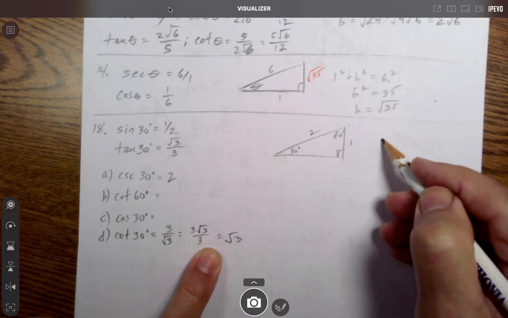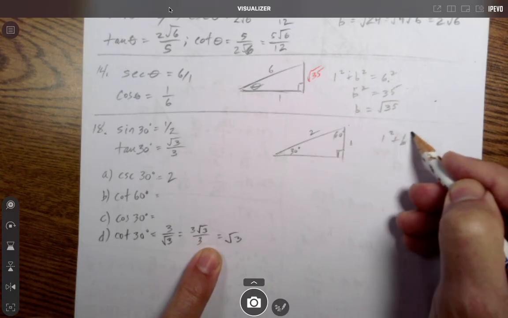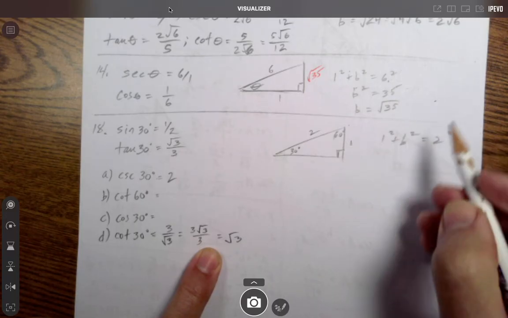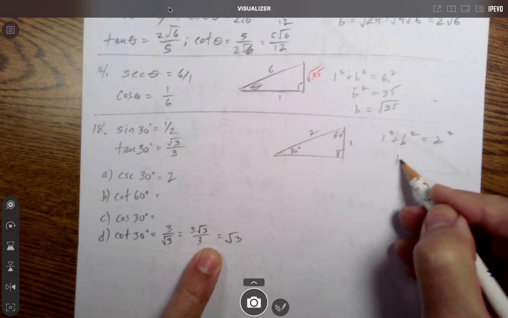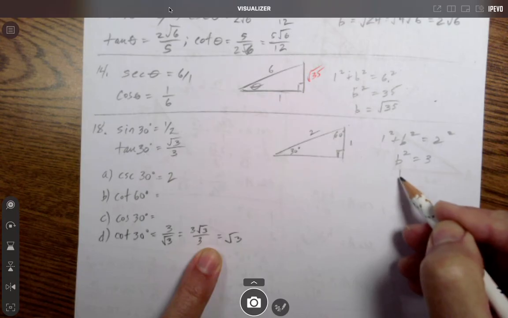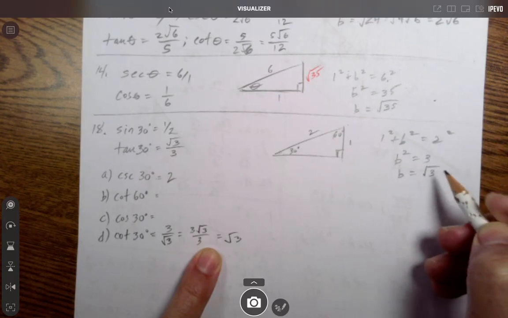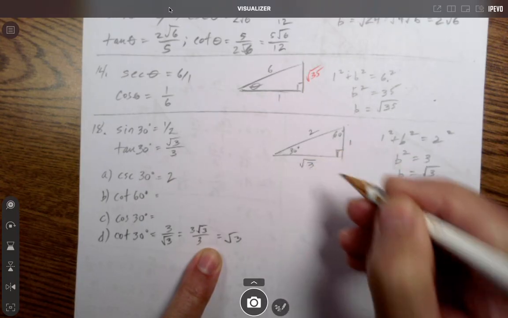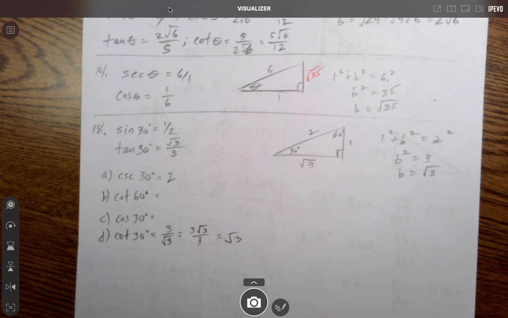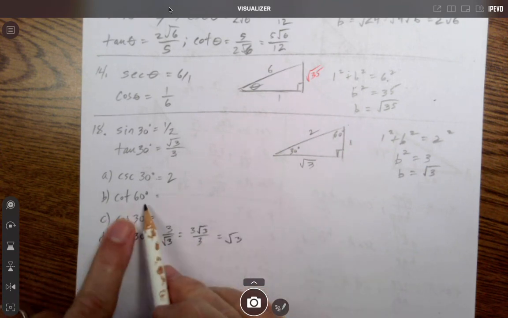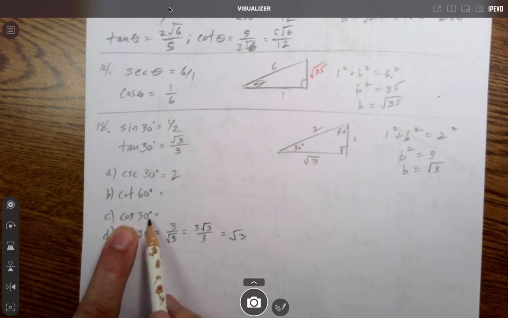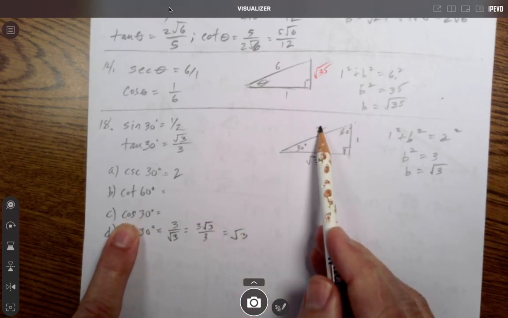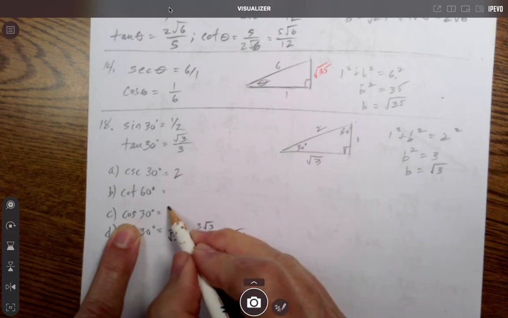So I got 1 squared plus b squared is 2 squared. So that's 4, and that's 1. Subtract, you get 3, so b squared is 3. B is the square root of 3. So this is square root of 3. All right, now we have everything, and we can easily find this one. So the cosine of 30 is that over that, right? Square root of 3 over 2.